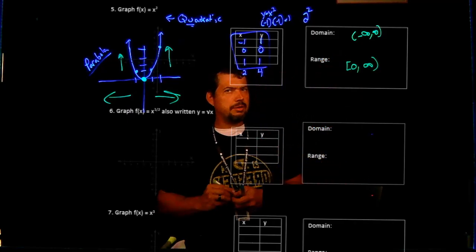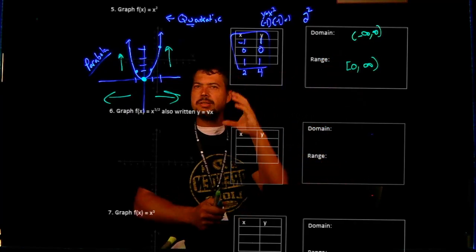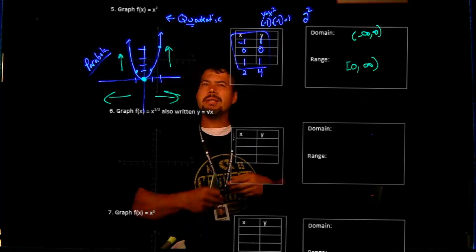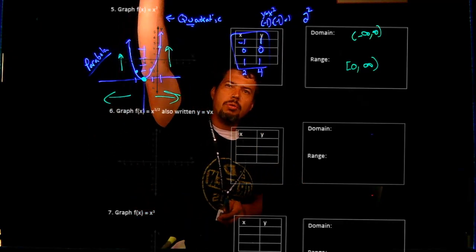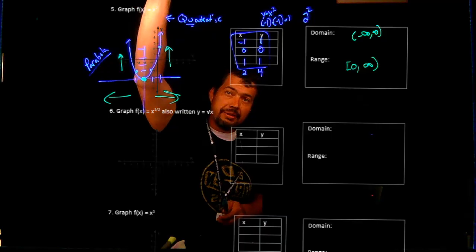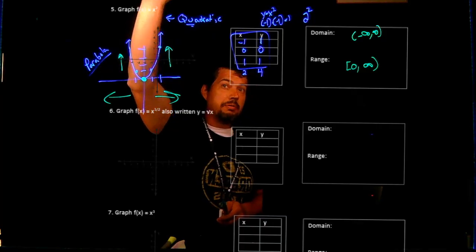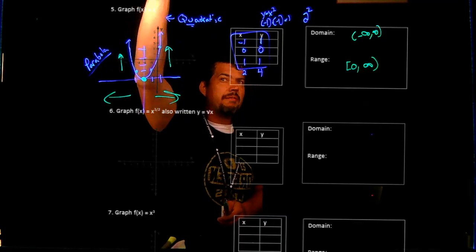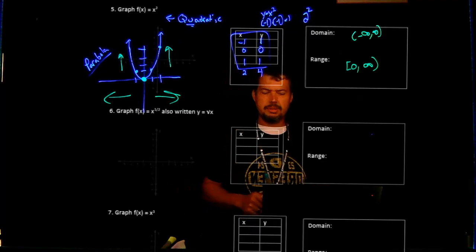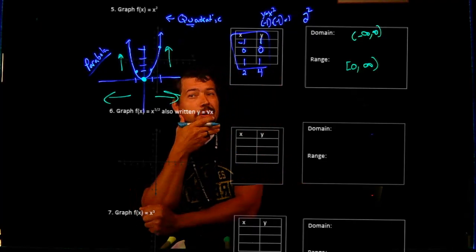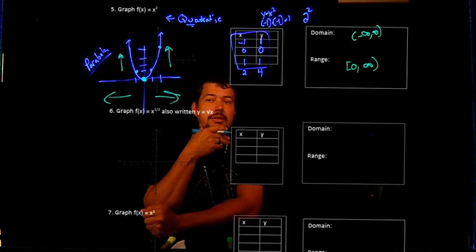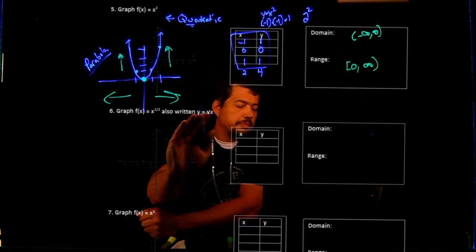Notice the bracket on the 0 and the infinity symbol is encapsulated in parentheses because I cannot touch infinity. I cannot take my pencil all the way to infinity and put a dot there, because if I could put a dot there, I would just move up 1 unit and I'd be at infinity plus 1, which is still infinity. What a crazy concept. Number 6, graph f of x equals x to the 1/2. This is also written as y equals the square root of x.